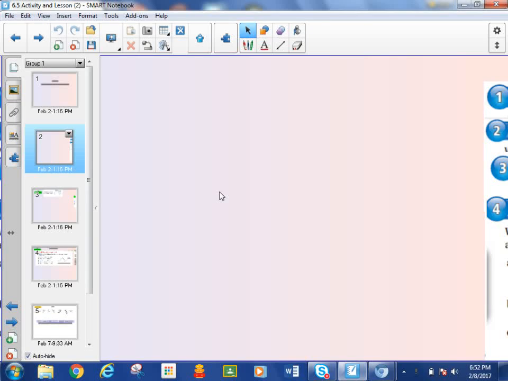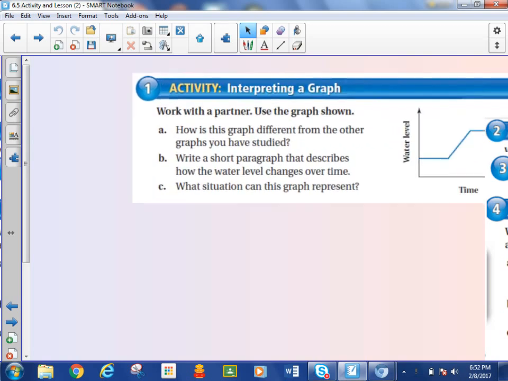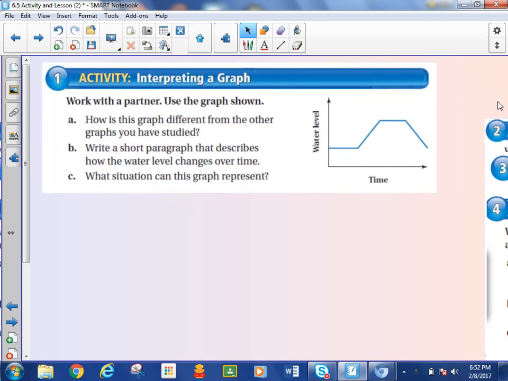Okay, this is 6.5 activity. We're going to go ahead and work through each of these activities together. So here's activity 1. It says interpreting a graph, work with a partner, use the graph shown.